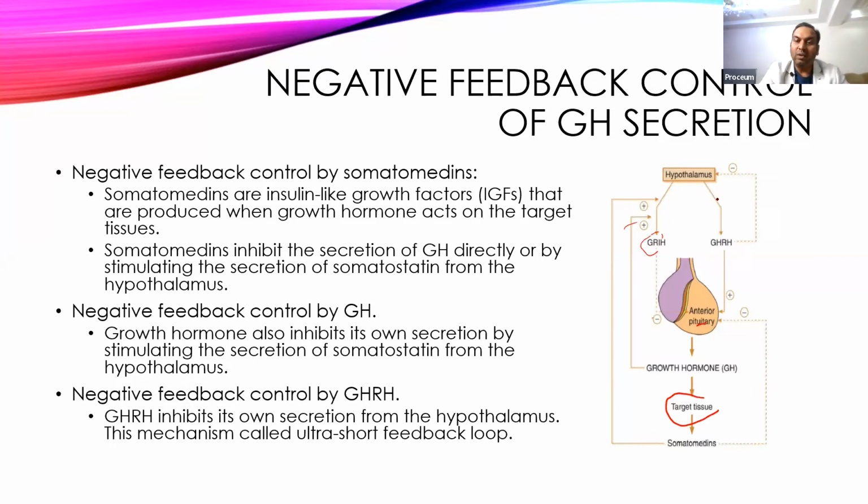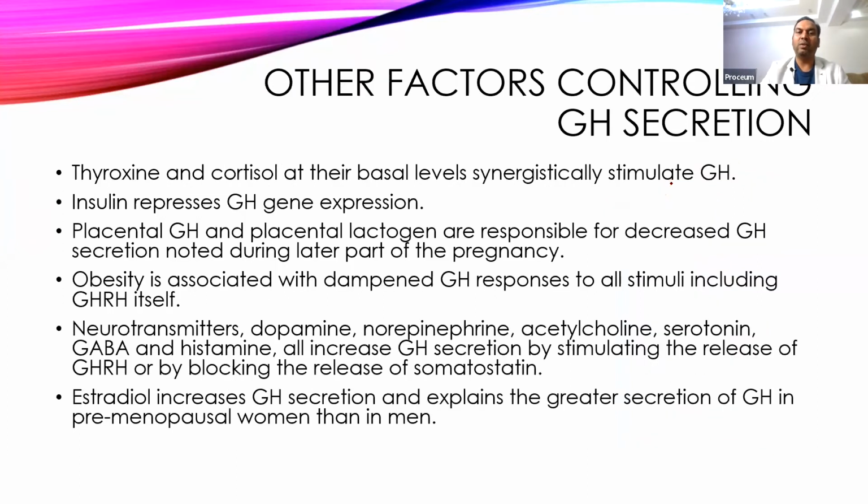And third, growth hormone releasing hormone inhibits its own release from the hypothalamus, and that decreased production of growth hormone releasing hormone will lead to decreased production from the pituitary. So this is the ultra short loop, and this is how it is regulated by various negative feedback loops to try to maintain the concentration of the growth hormone within a narrow range.